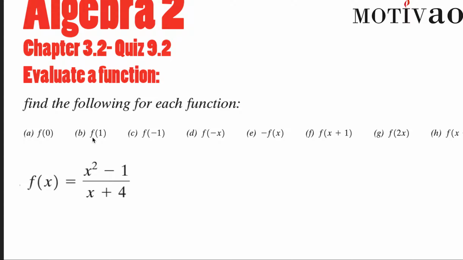Okay, so let's start with f of 0. So f of 0, wherever you see x, because x is the variable, you're going to substitute 0 for it. So 0 squared minus 1 over 0 plus 4. 0 squared is 0, 0 minus 1 is negative 1, 0 plus 4 is 4. And that's f of 0.